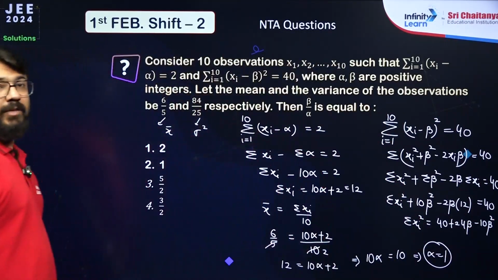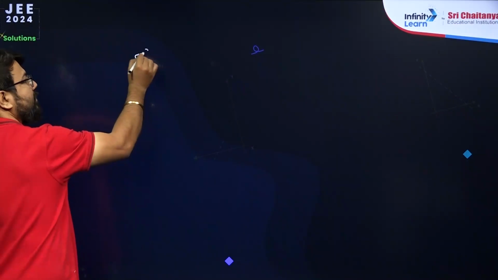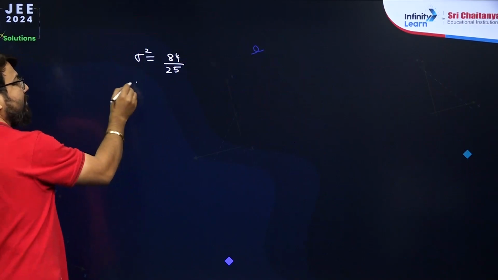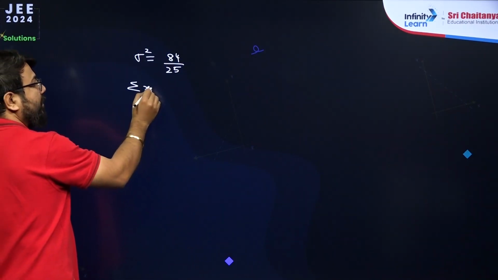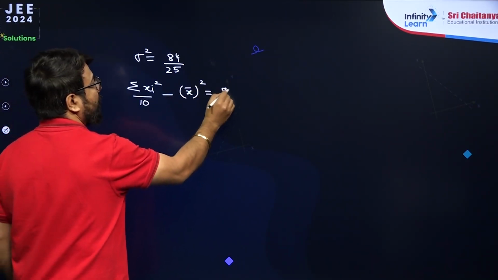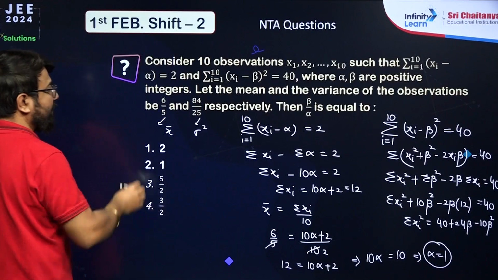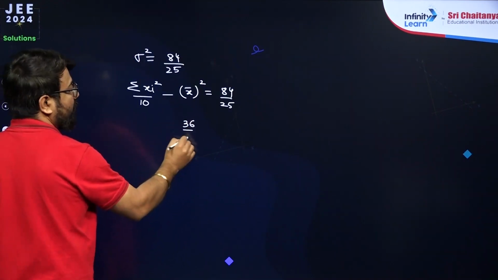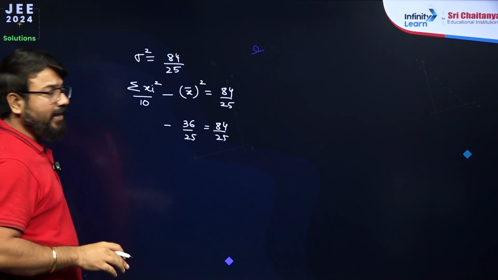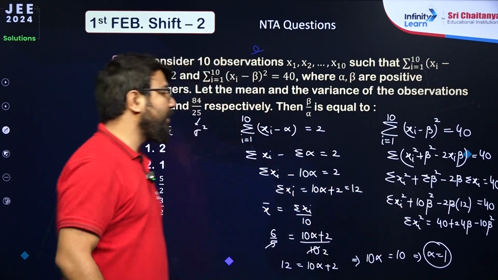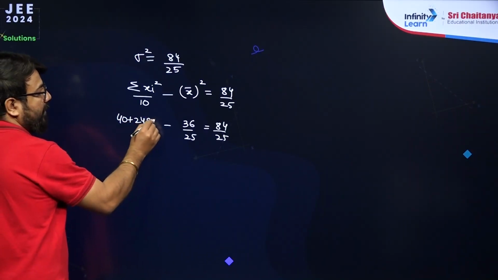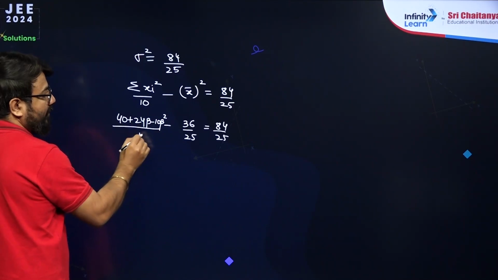Alright. Now how can this be used? This can be used in the variance. We know that variance in this question is 84 over 25. It has been given in the question. So variance is actually mean of the squared observation minus square of mean, and this is 84 over 25. Now mean value is being given as 6 upon 5, so that will be 36 over 25 over here, and this is 84 over 25. Now sigma xi square we already have got from here, 40 plus 24 beta minus 10 beta square. This is whole divided by 10.